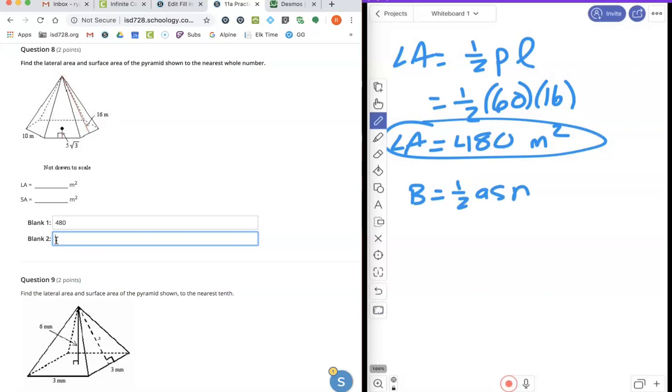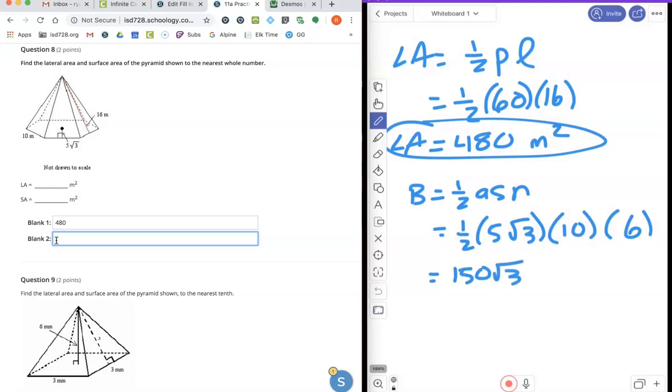So A is given. A is 5 square root of 3. Side length was given to be 10. Number of sides is 6. So we're doing 60 times 1/2, which is 30. 30 times 5 is 150. The area of the base is 150 times square root of 3.